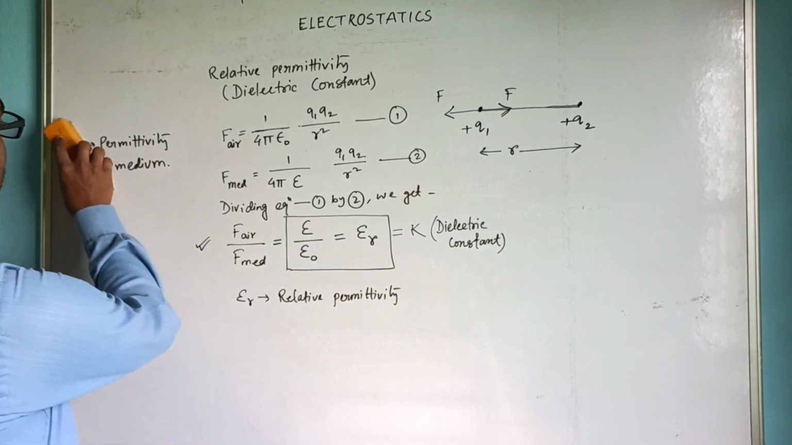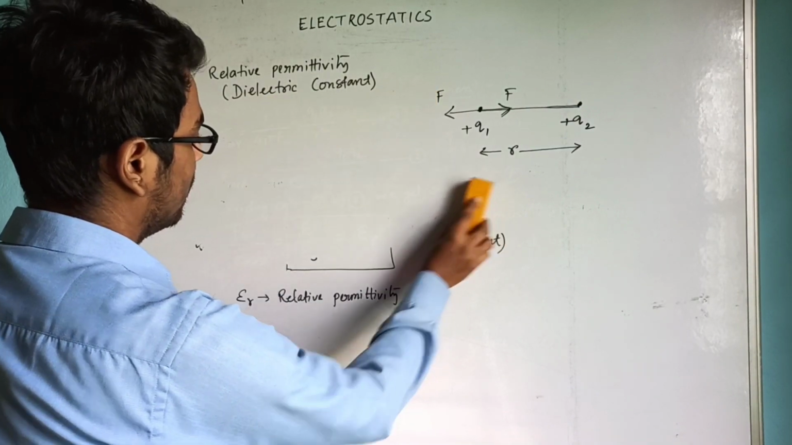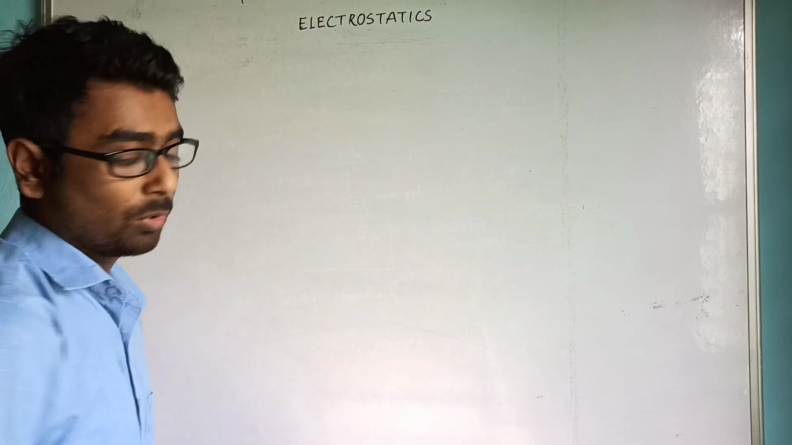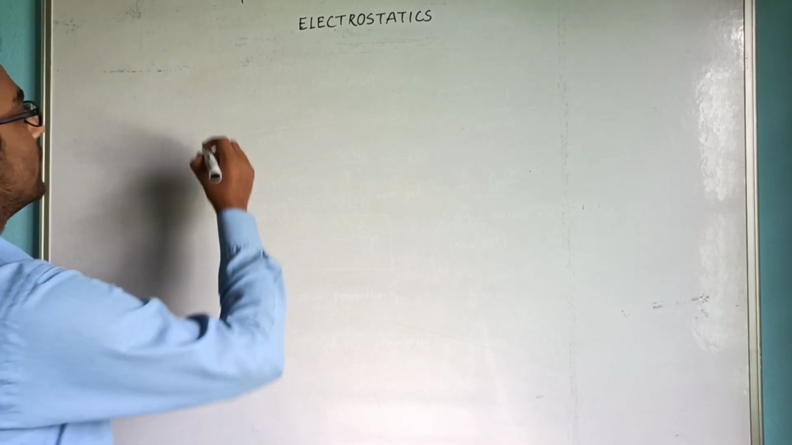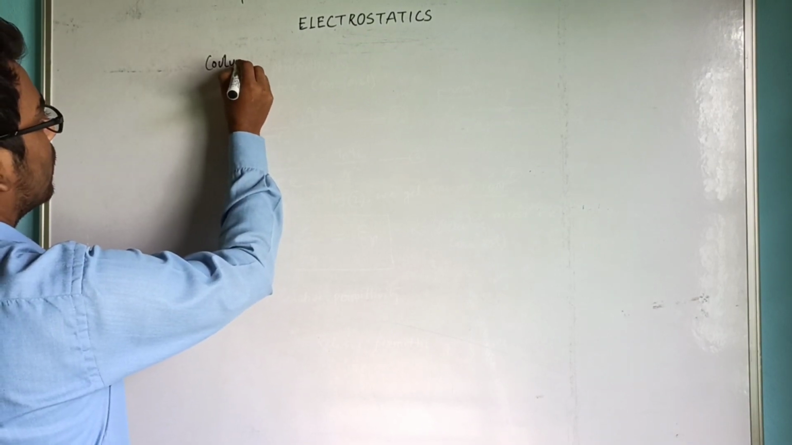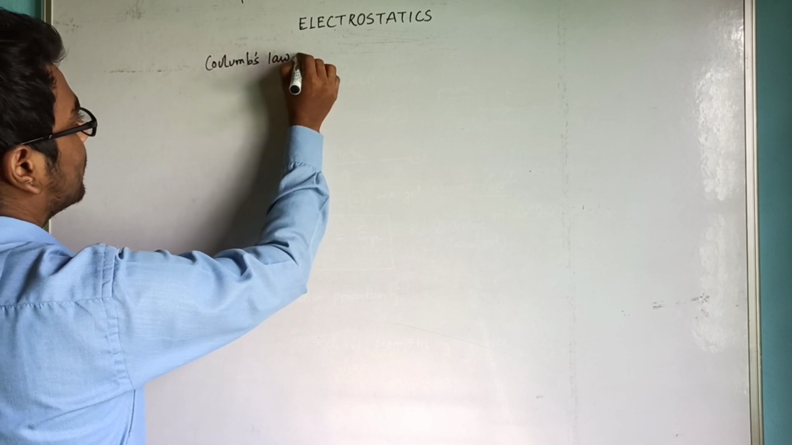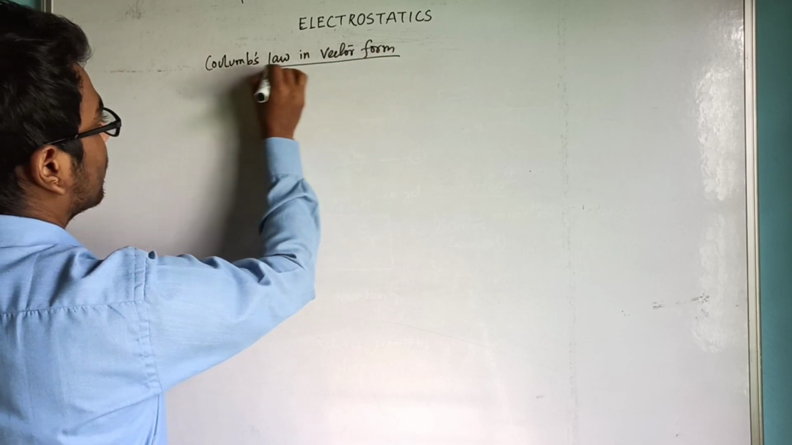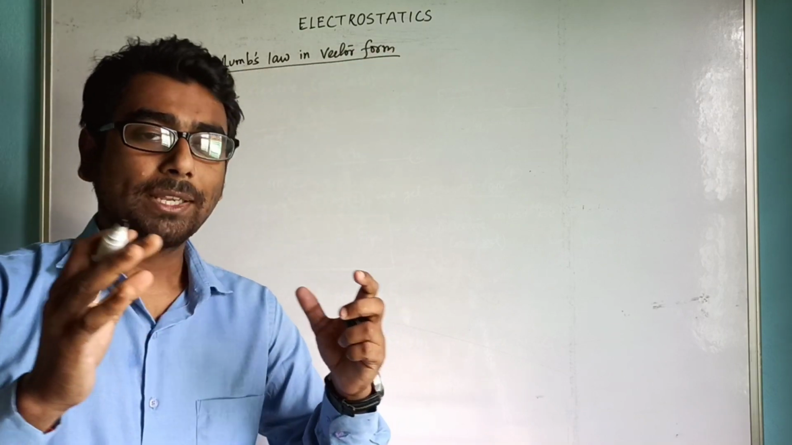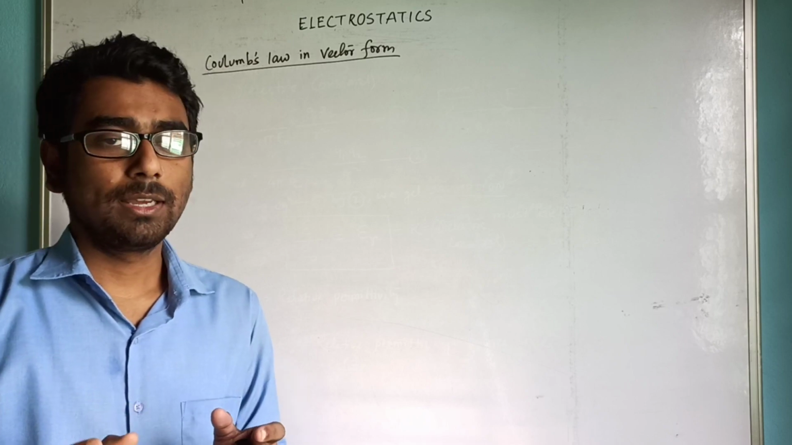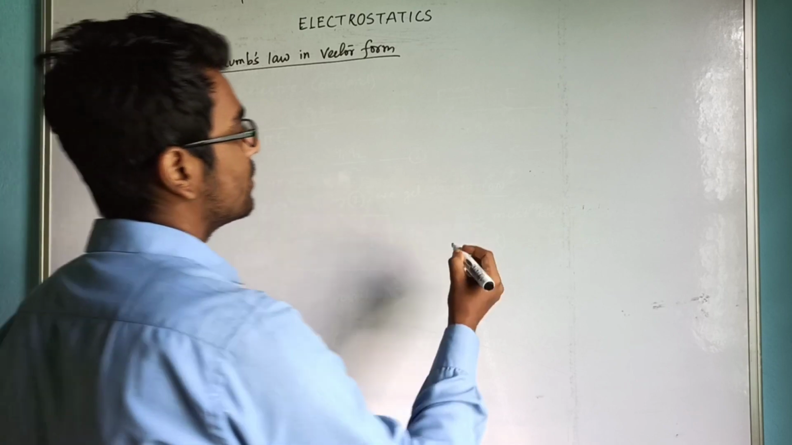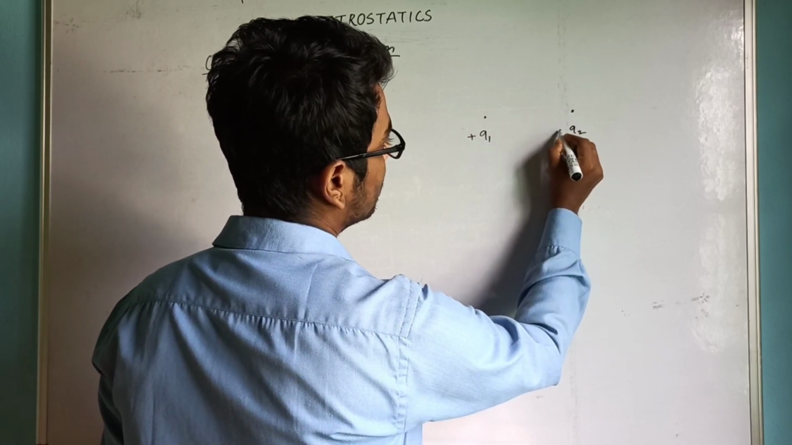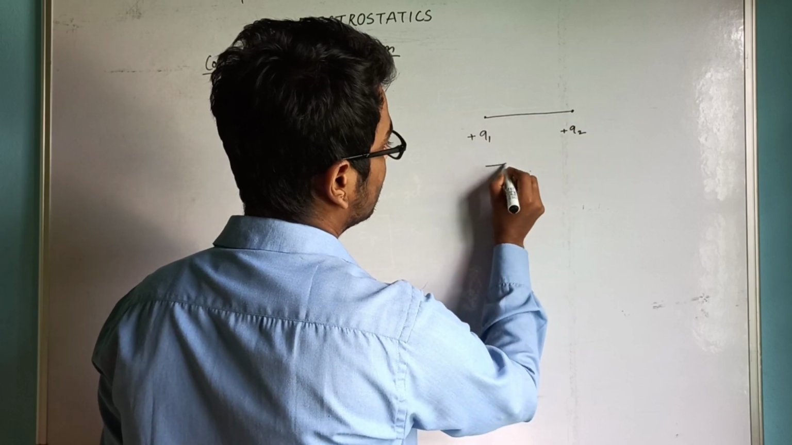Coming to the next topic, which is Coulomb's law in vector form. It means the magnitude of the force is there along with direction. Suppose two charges, Q1 and Q2, both positive, are separated by a certain distance, say r.